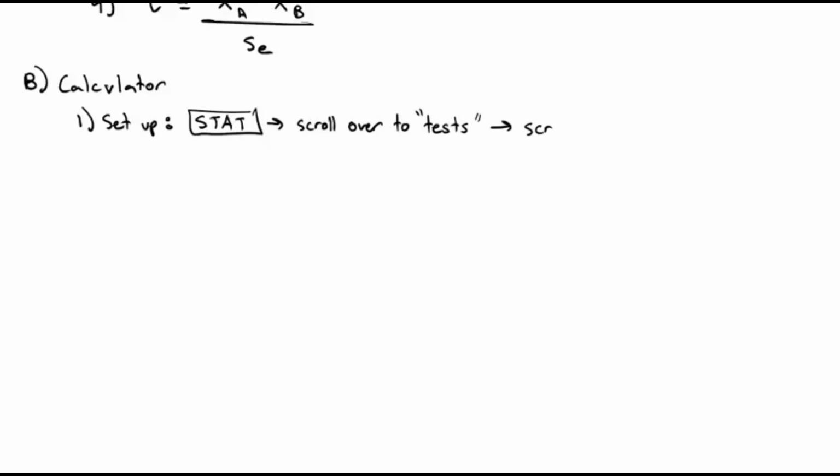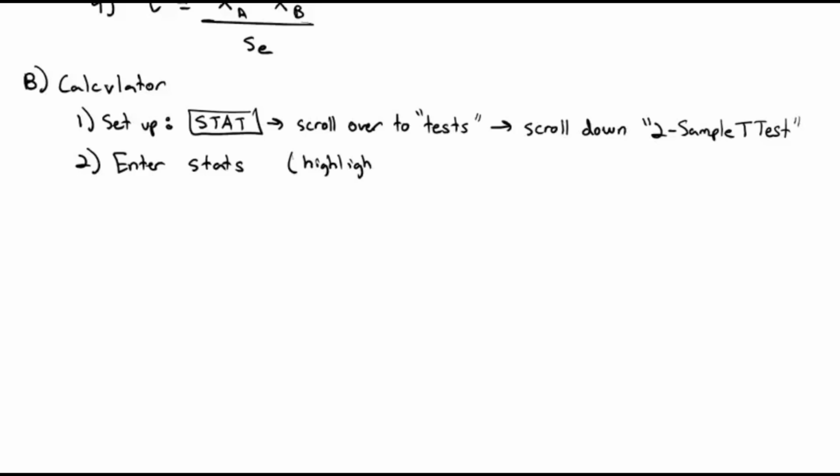And then you will scroll down, but this time you're going to scroll down to select the two sample t-test. Once you're in the two sample t-test, you will enter all the stats we have from our problem. And again, if the calculator is expecting you to enter the data, we're not going to enter the data, so you might need to highlight stats if needed.